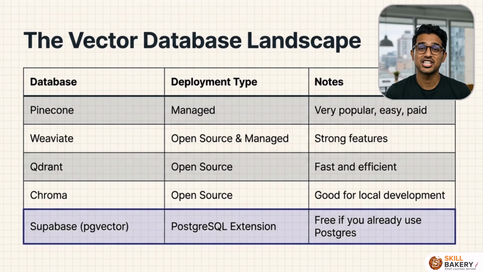The industry offers several options depending on your needs. Pinecone, a very popular managed paid service that is easy to set up. Weaviate and Qdrant, feature-rich, fast, and efficient open-source options. Chroma, an open-source favorite for local development. Supabase pgvector, a PostgreSQL extension that is essentially free if you are already using a Postgres database.